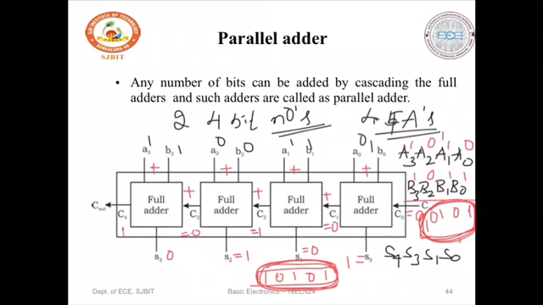This is about the first example of the combinational circuit adders. Right now we discussed 3 types of adders, the half adder, full adder and the parallel adder.